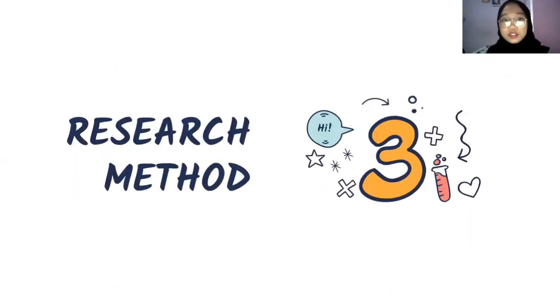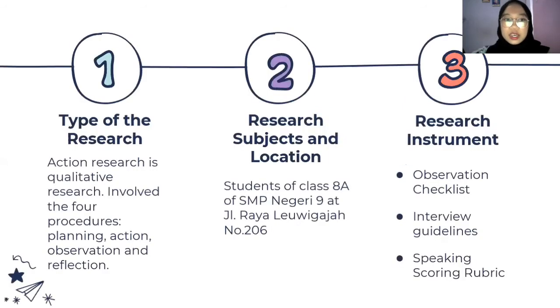Let's move on to the next chapter, which is research method. I use action research in this research based on Kemmis and McTaggart. Planning: the activity of preparing all the material or instruments that would be used. And action: what the teacher did in the classroom and how the class was managed based on the learning scenario.